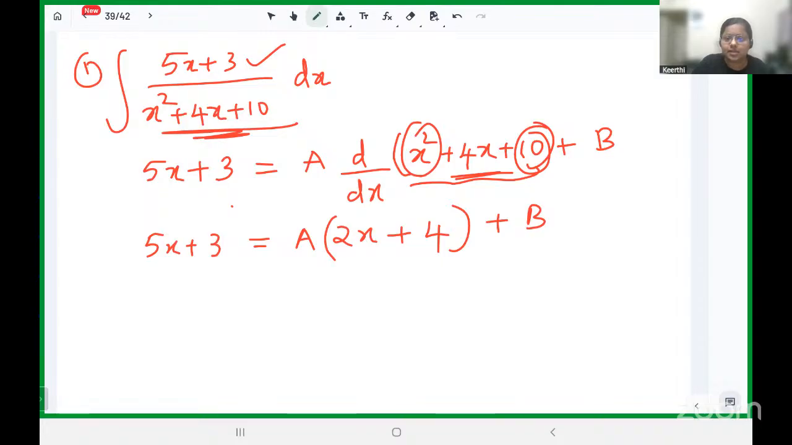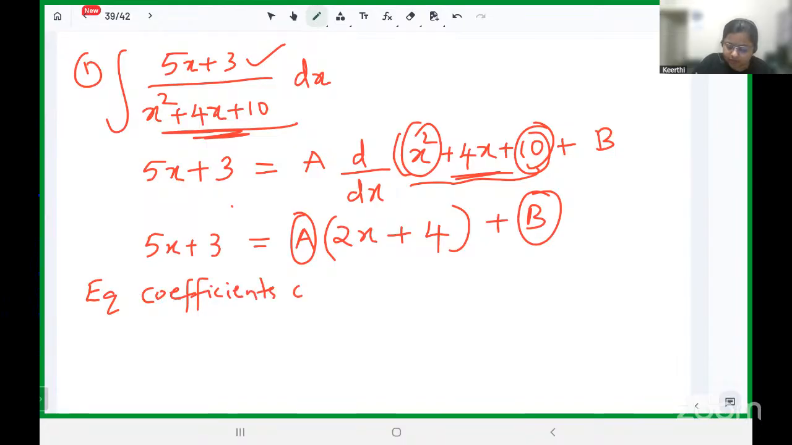Now, our next task is to find the values of the constants a and b. For that, we are going to equate the coefficients of x. In both sides, you check which are the terms that contain x. Here in the left side, you can see that there is only one term, that is 5x. So the coefficient of x is 5. So you take that 5.